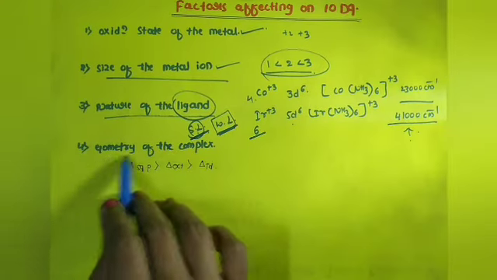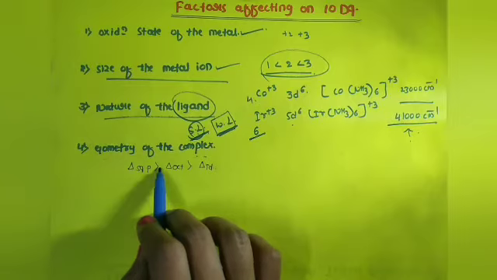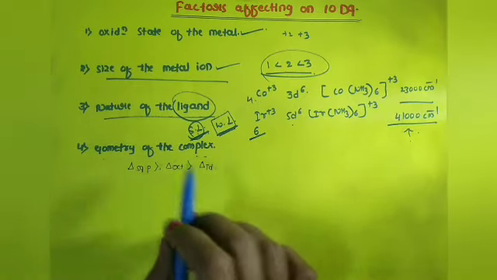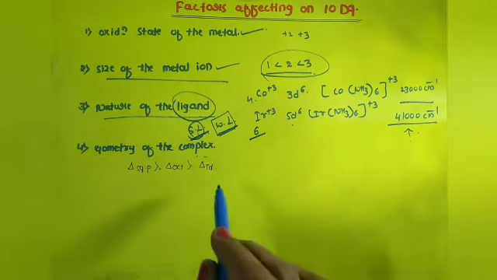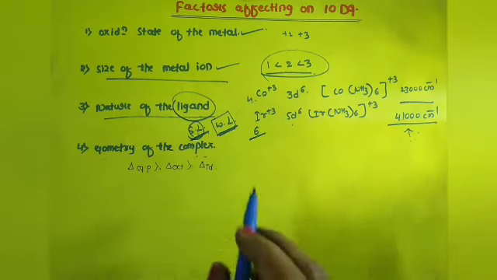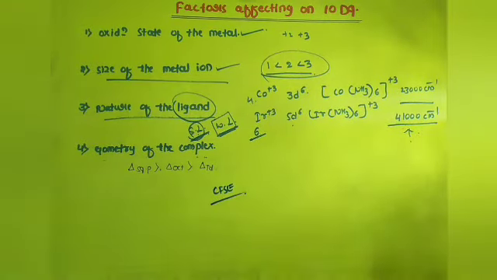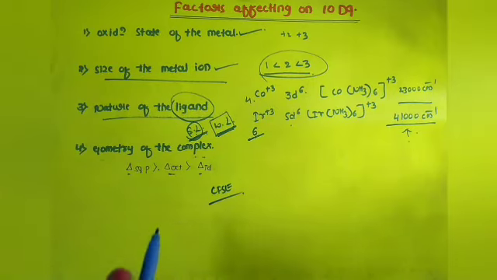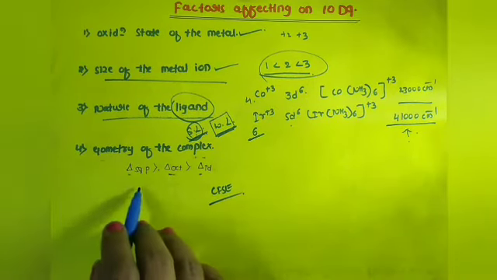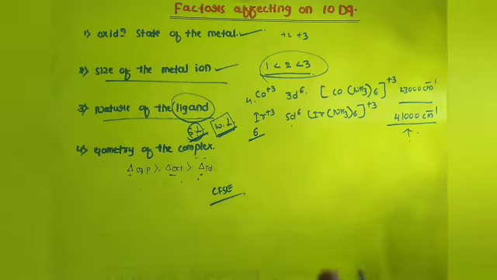So next one is the geometry of the complexes. Here the geometry of the complexes means mainly two types of complexes, octahedral and tetrahedral, and then another one is the square planar complexes. These have different values of CFSE, that is the crystal field stabilization energy. As the geometry of the complex changes, the value of delta also changes. Okay, here why does it change? Because the splitting of d orbitals is different in different geometries.